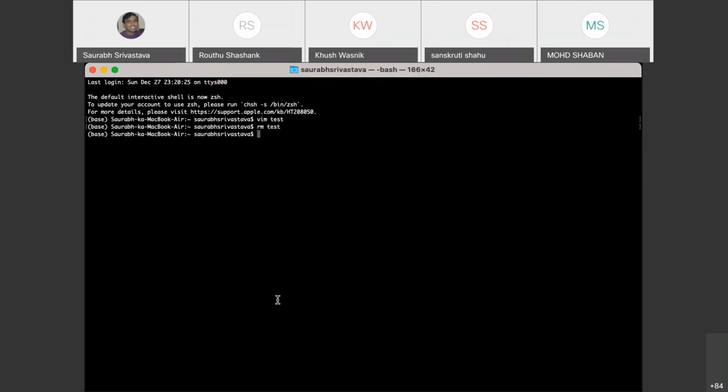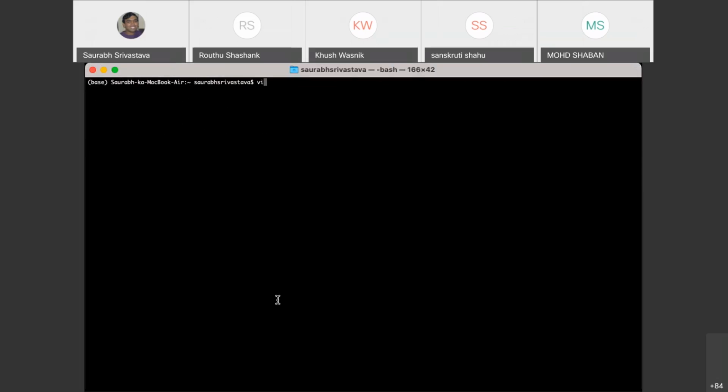Okay, so let me just show you some very simple Vim techniques. This is how you do it. You just type vim, space, the name of the file. Then by default you cannot add anything to this. In order to write some text, you have to press the I button. I means insert mode. Now I can type something here.